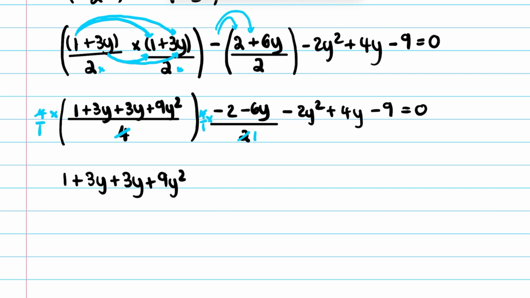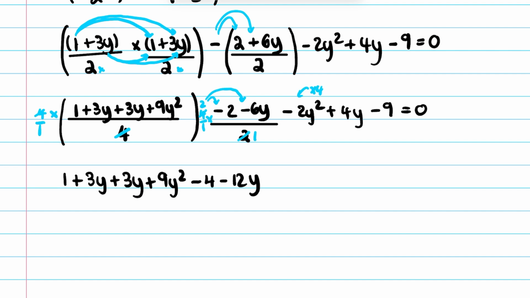2 divided by 2 would give me 1. And then 4 divided by 2 would give me 2. So I only need to multiply by 2 here. And then can you see it's over 1? So I don't need to write that. So I'm actually left with minus 4, because 2 times negative 2 would be minus 4. And then 2 times negative 6y will be minus 12y. And that's over 1, so I don't need to write that.